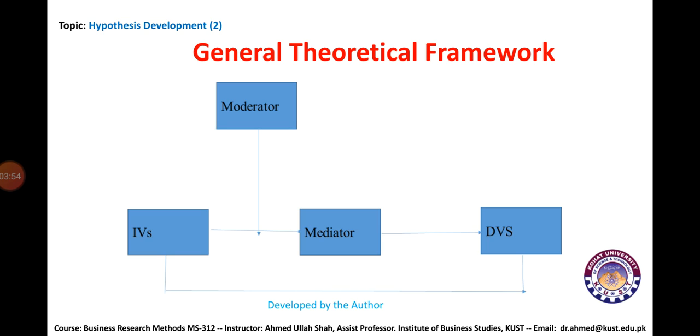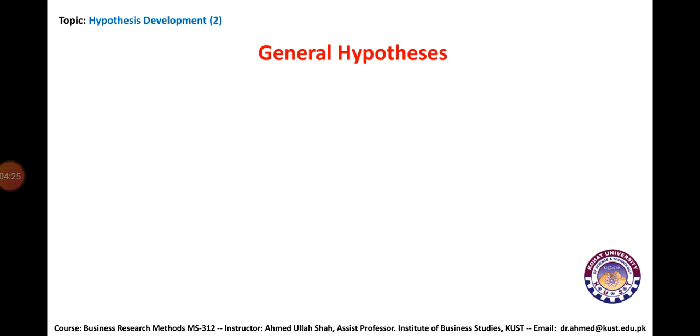Now, this is a general theoretical framework which assumes that independent variables affect our dependent variable through mediating variables, and it also states that this relationship is modified by a moderator, which is usually denoted by Z. Now, how can we develop hypothesis if we have this kind of theoretical framework?